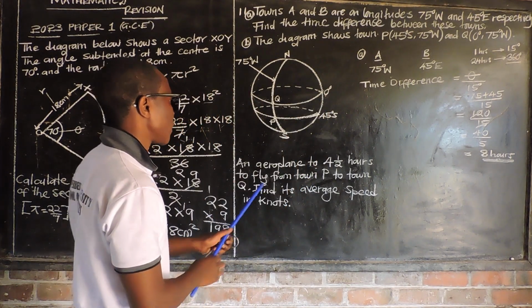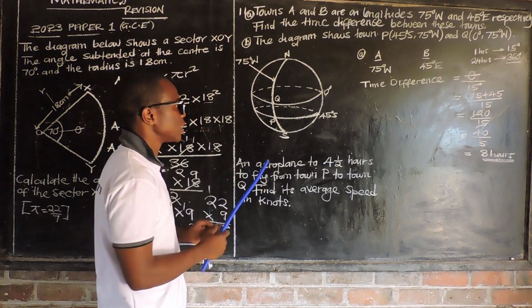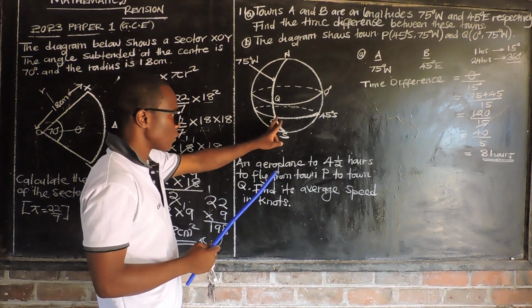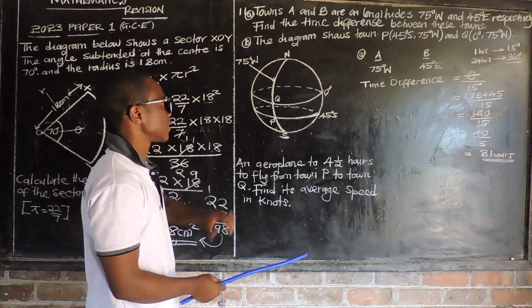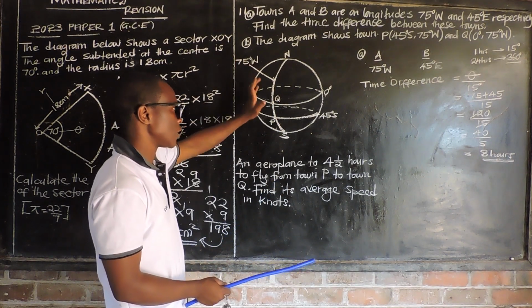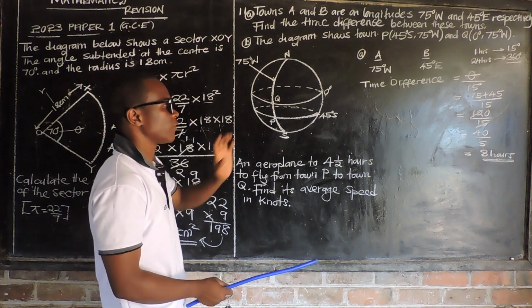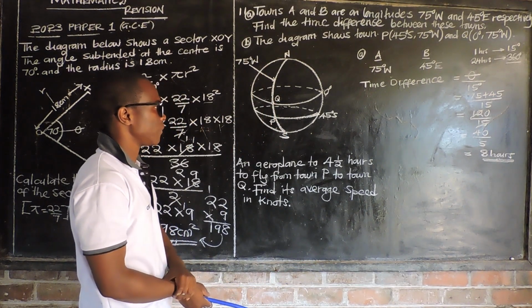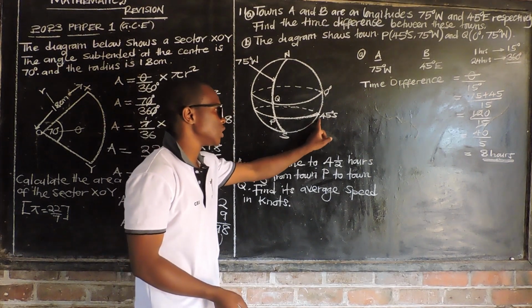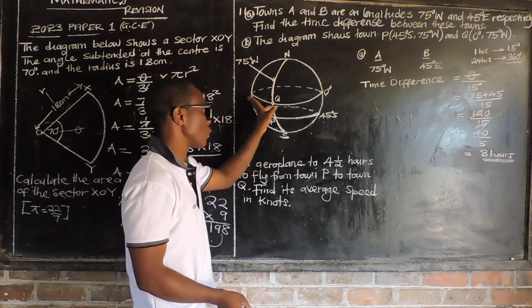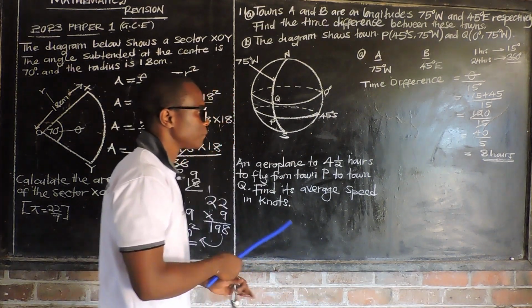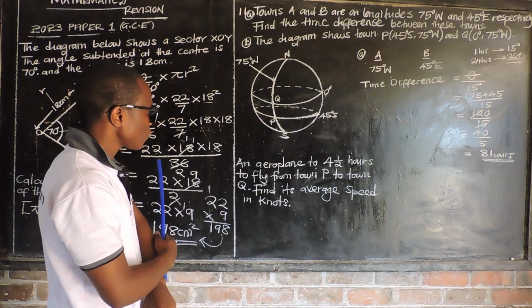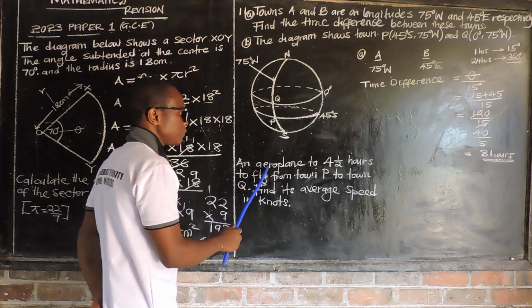The longitude of Q is 75 degrees west. So town P and town Q are on the same longitude, which is 75 degrees west, but different latitudes. Town P is on latitude 45 degrees south, and town Q is on latitude 0 degrees.